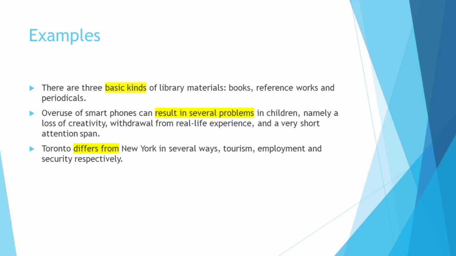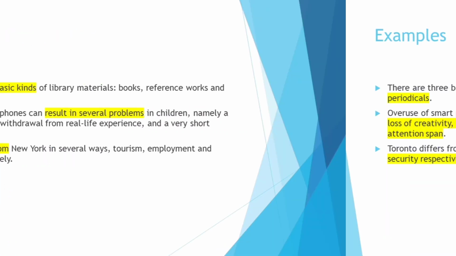The second component is the direction or the controlling idea. So in the first one, we're talking about the basic kinds of library materials. In the second one, you're talking about cause and effect, and this is what you have, result in several problems. And in the last one, we're talking about the differences, and these are the phrases that show.